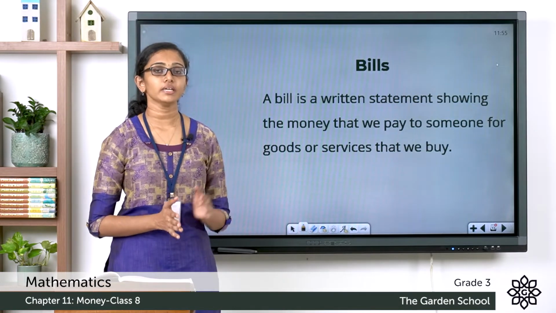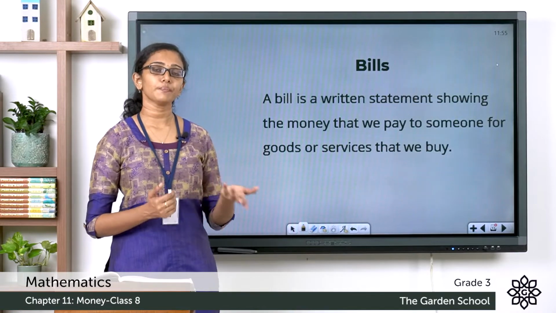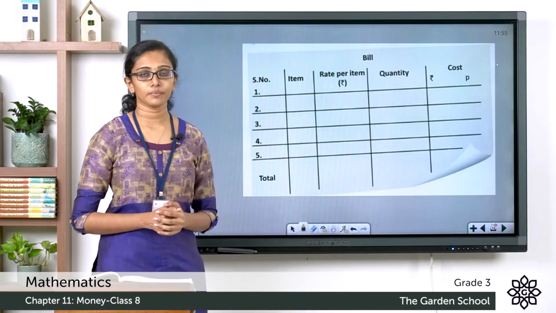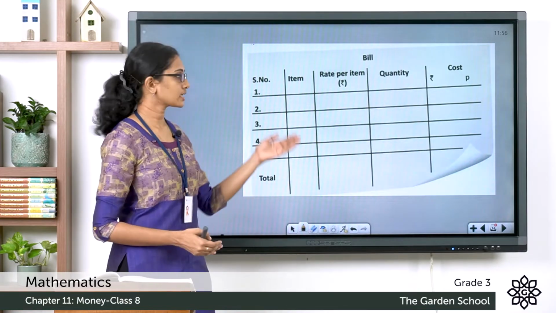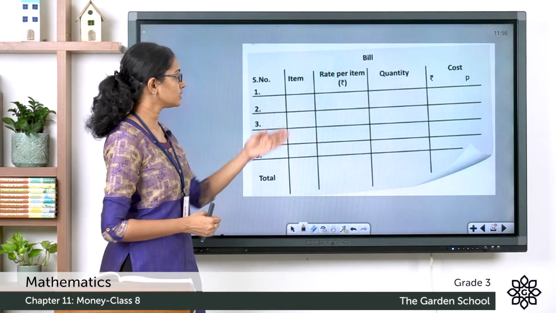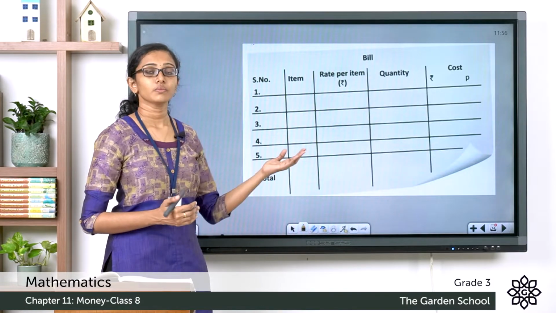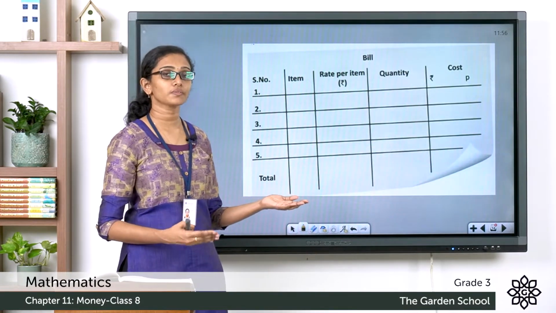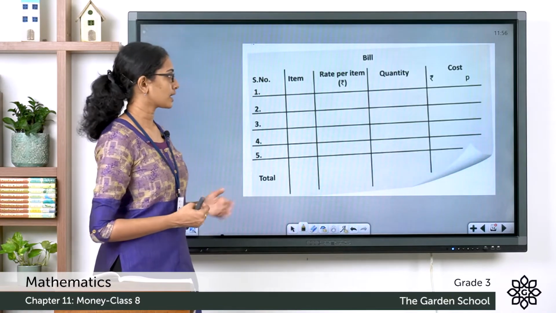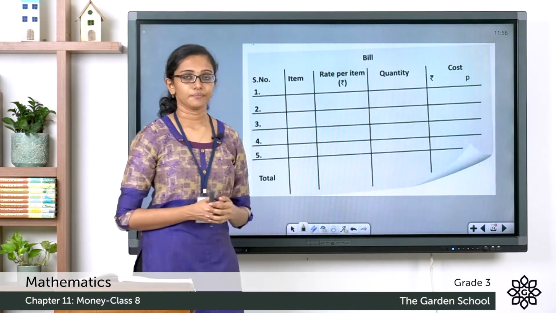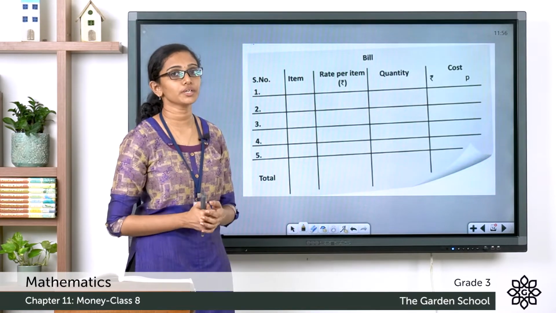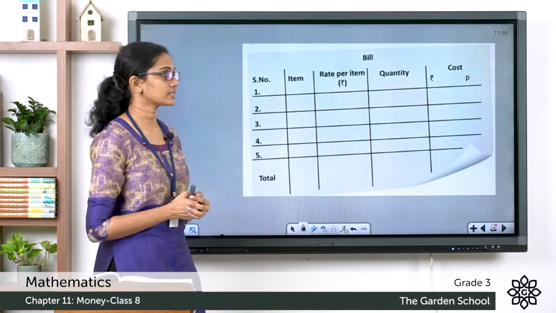A bill can be a handwritten bill or a printed bill. Now here you can see a typical sample of a bill. Here you can see the serial number in the first column. The second column says item, which is the name of the item that you are purchasing. Name of the item or the name of the service that you are buying. Now the rate per item. The rate per item refers to the cost of 1 unit of the item you are purchasing.